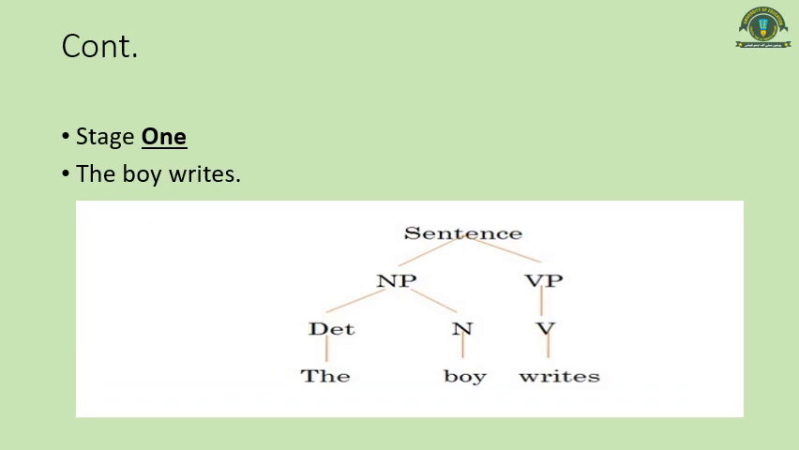Here we will apply the phrase structure rules. Stage 1, I am going to take a very short sentence: the boy writes. The is the determiner, boy is a noun. A determiner and noun are joining and making a noun phrase. Writes is a verb, and a verb and a noun phrase, by joining, are making a verb phrase, and a noun phrase and a verb phrase are making a sentence.